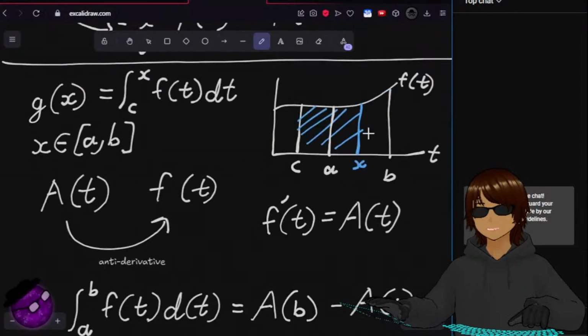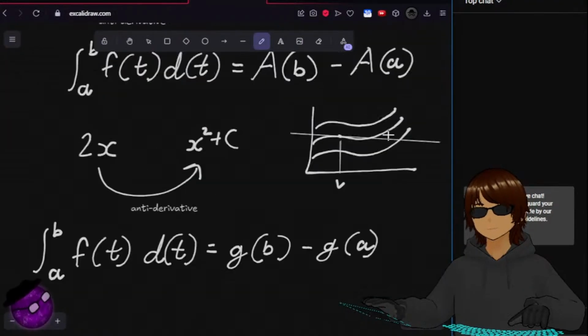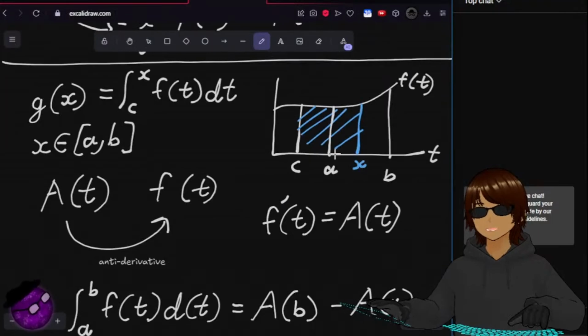But if we are finding the area from a to b, we don't need the from part. So even if, let's say, g of x was the area from here to x, g of b minus g of a would still give the area in between. If g of x is the area from c to x, g of b minus g of a would also give you the area in between.